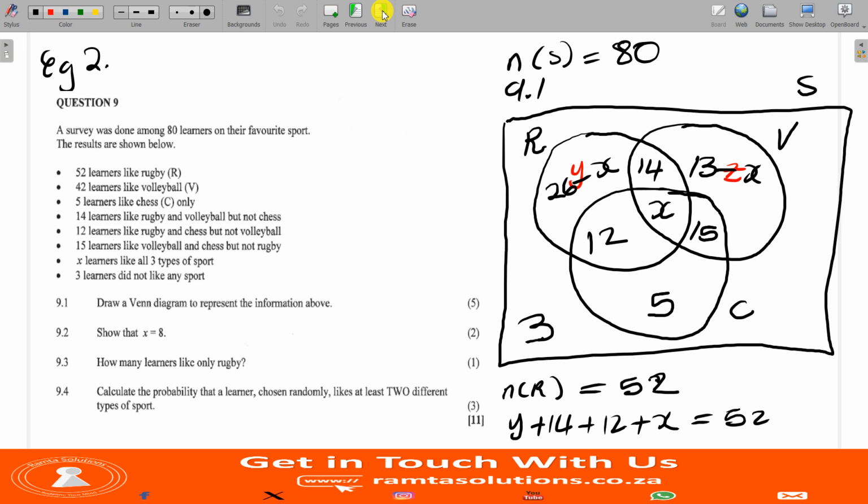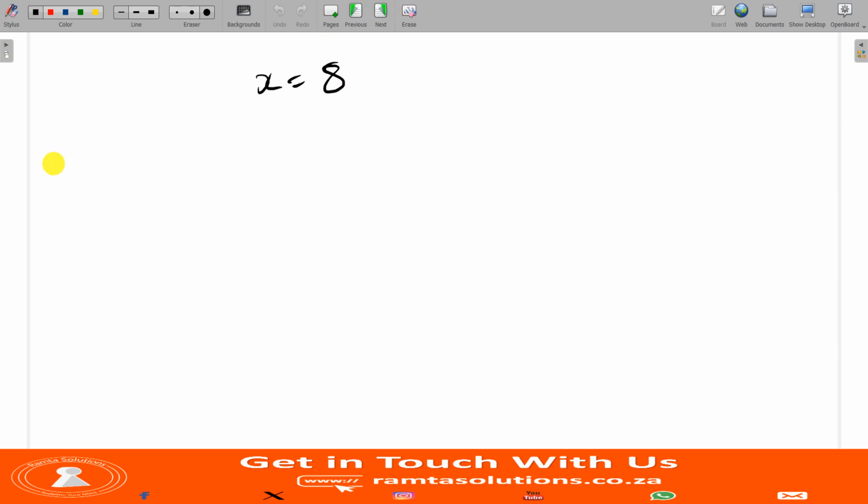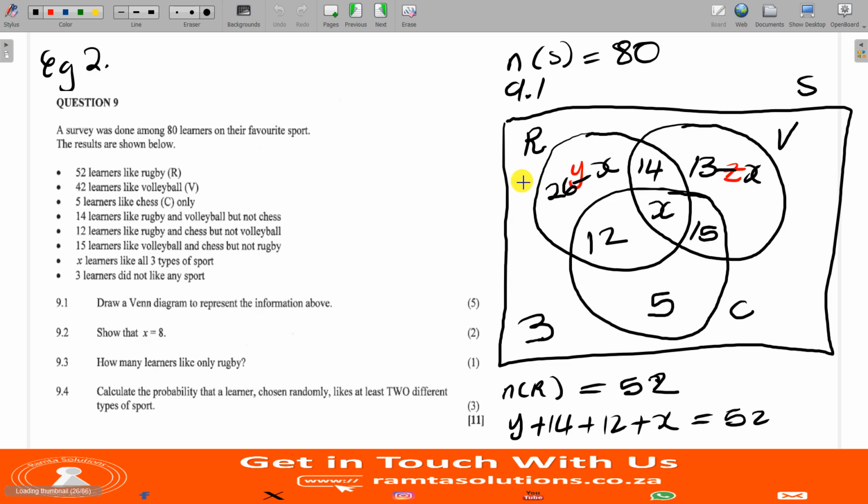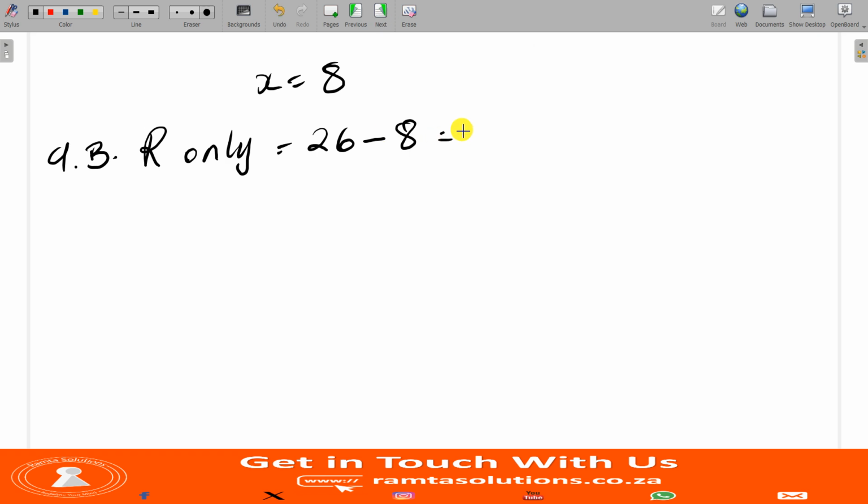Okay, perfect. 9.3, how many learners like rugby only? 9.3, R only is, I think it was 26 minus x. Rugby only is this part here, 26 minus x. What is x? It is 8. So it is 26 minus 8. What is this? It must be 16, right? Is it 16? No, man. It's 18. 26 minus 8 is 18. So 18 learners like rugby only.